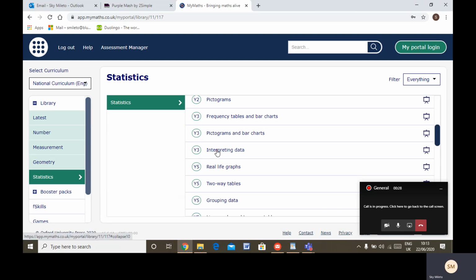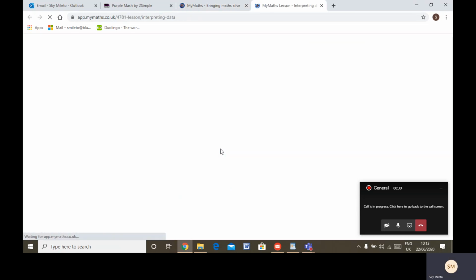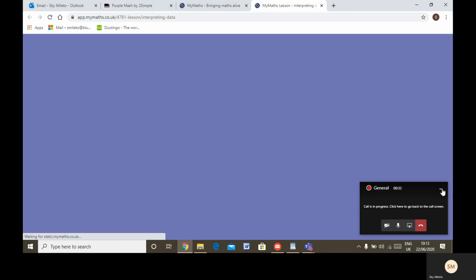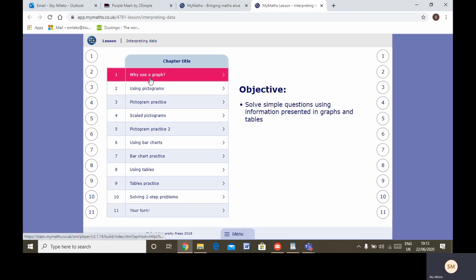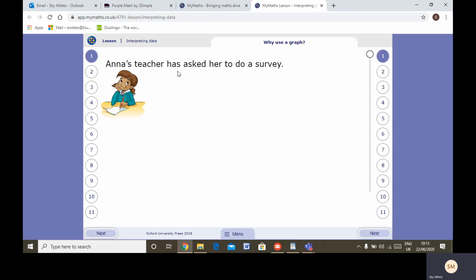Today, we are looking at interpreting data. So, why do we use graphs? What's the point in using a graph?